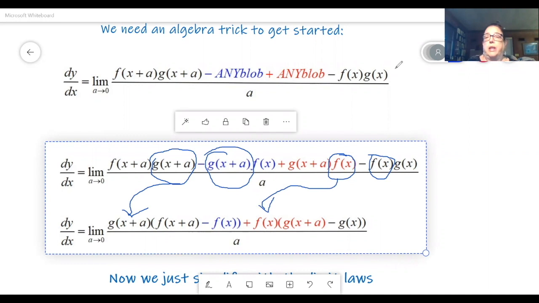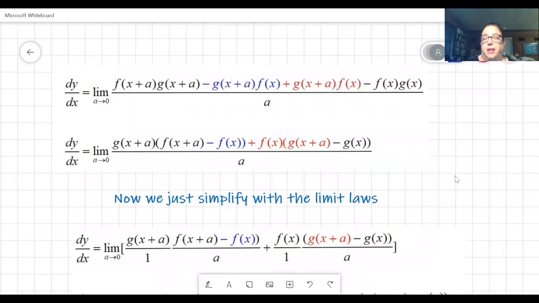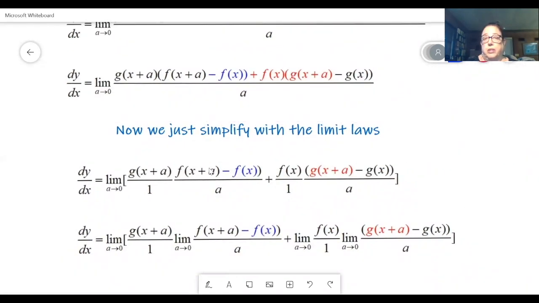And if you look at this very closely, you'll notice I have this g of x plus a times what kind of looks like the derivative of f, plus f of x times what kind of looks like the derivative of g. We have to separate the terms to see if this works. And we're actually going to use the limit laws to justify what we do. But first, I'm just going to separate them out.